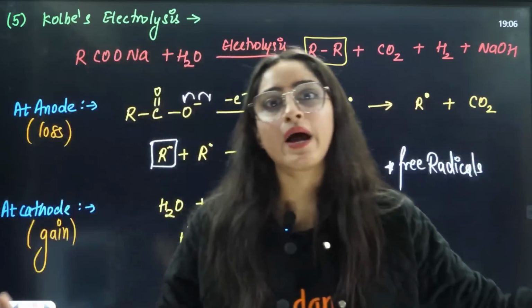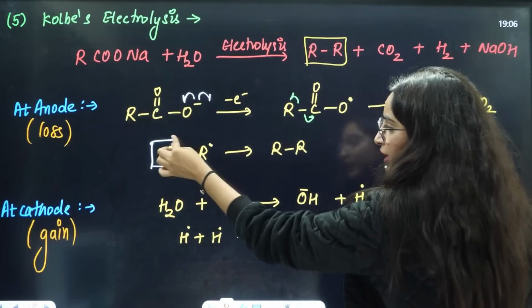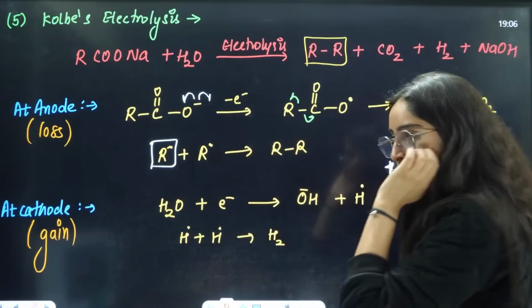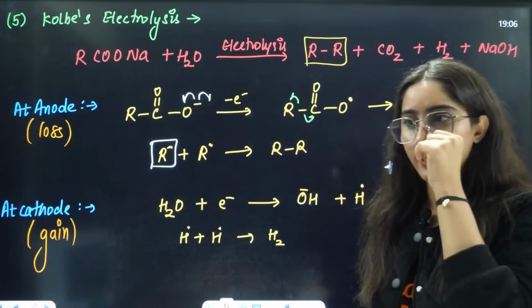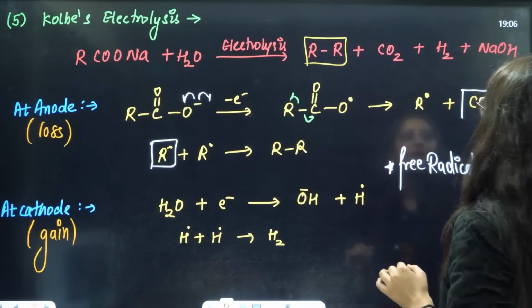That is why we have the formation of RR, because here R free radical and R free radical will combine together. Next important thing to remember here is that at the anode you have the formation of carbon dioxide.